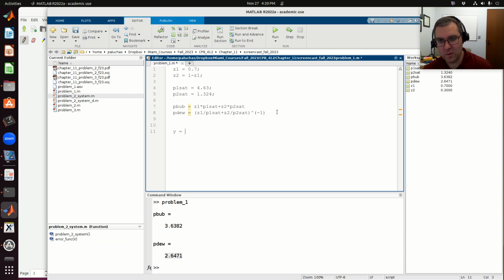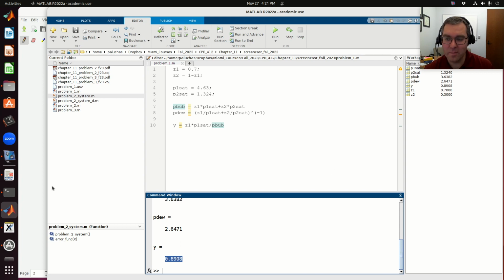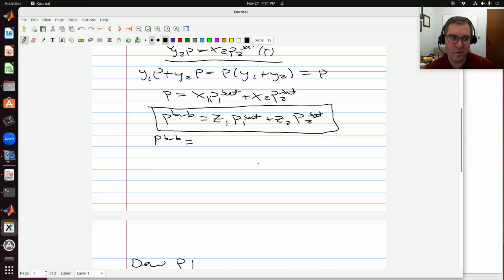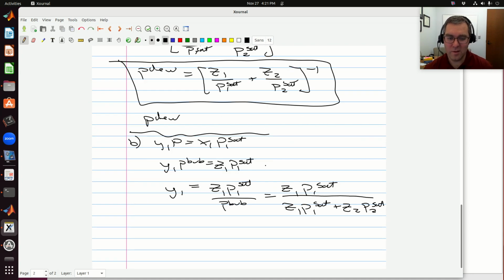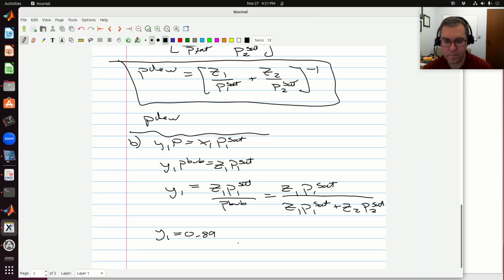So solving for y1, that's going to be equal to z1 times p1 sat divided by p bub, which I'll use here since we've computed it. So y1 is equal to 0.8909. And remember, this is my y max. So, it makes sense why y is so big. So y1 is equal to 0.8908. Okay, cool.